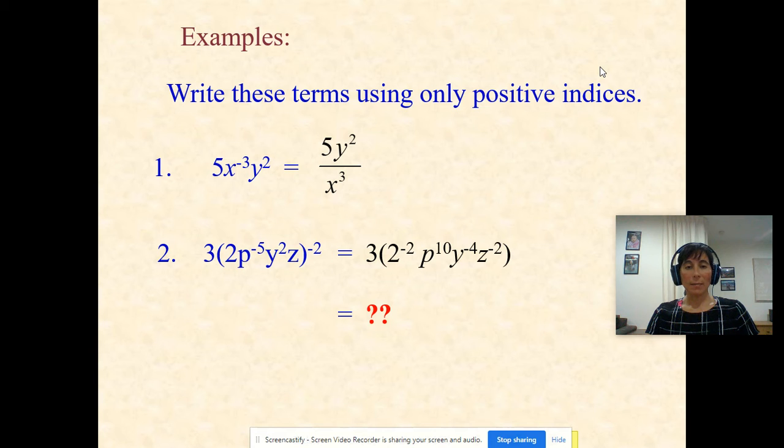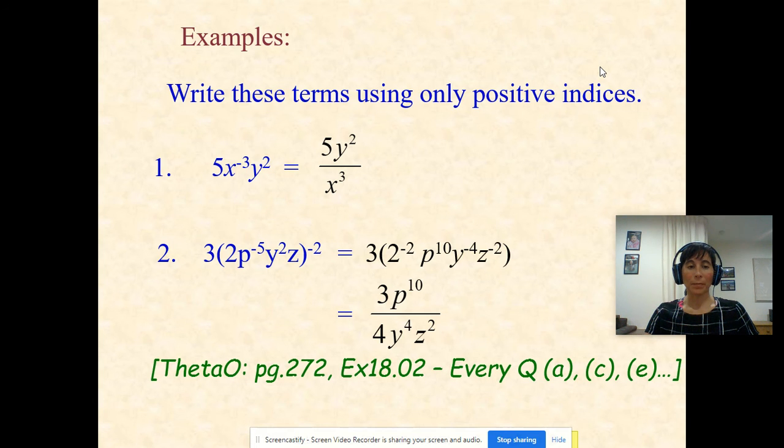Then I'd be applying that power into each of those and seeing what I can simplify. So 2 to the power of negative 2 is the same as 2 squared on the bottom line, which gives us the 4 on the bottom line. We've got the 3 there on the top line. P to the power of 10 doesn't change. Y to the power of negative 4 can go on the bottom line, becoming y to the power of 4, and z to the power of negative 2 can become z squared on the bottom line.